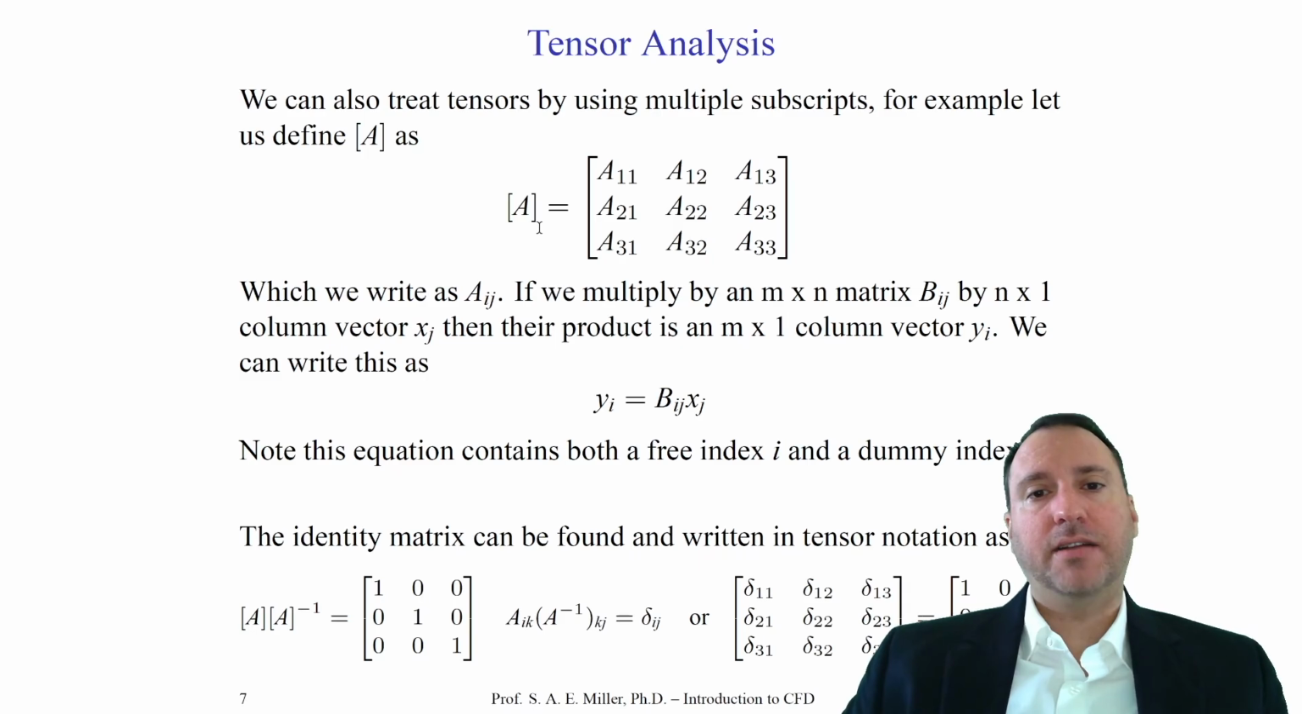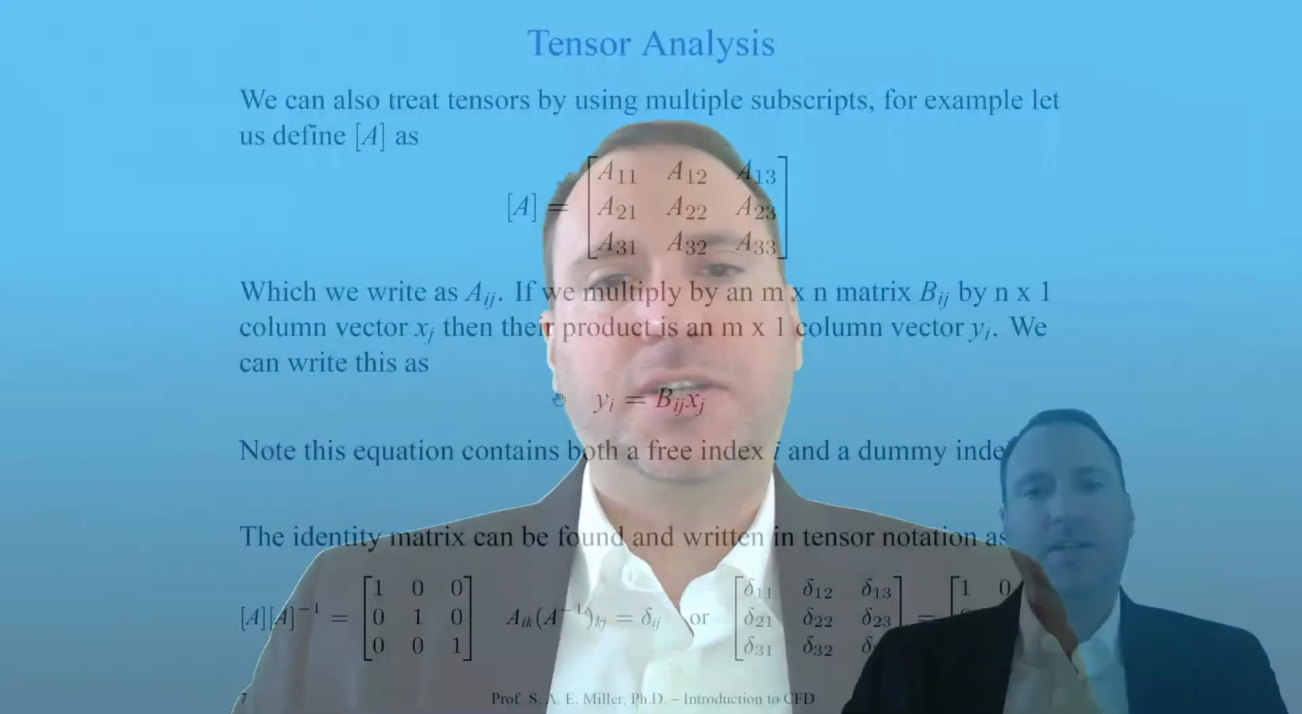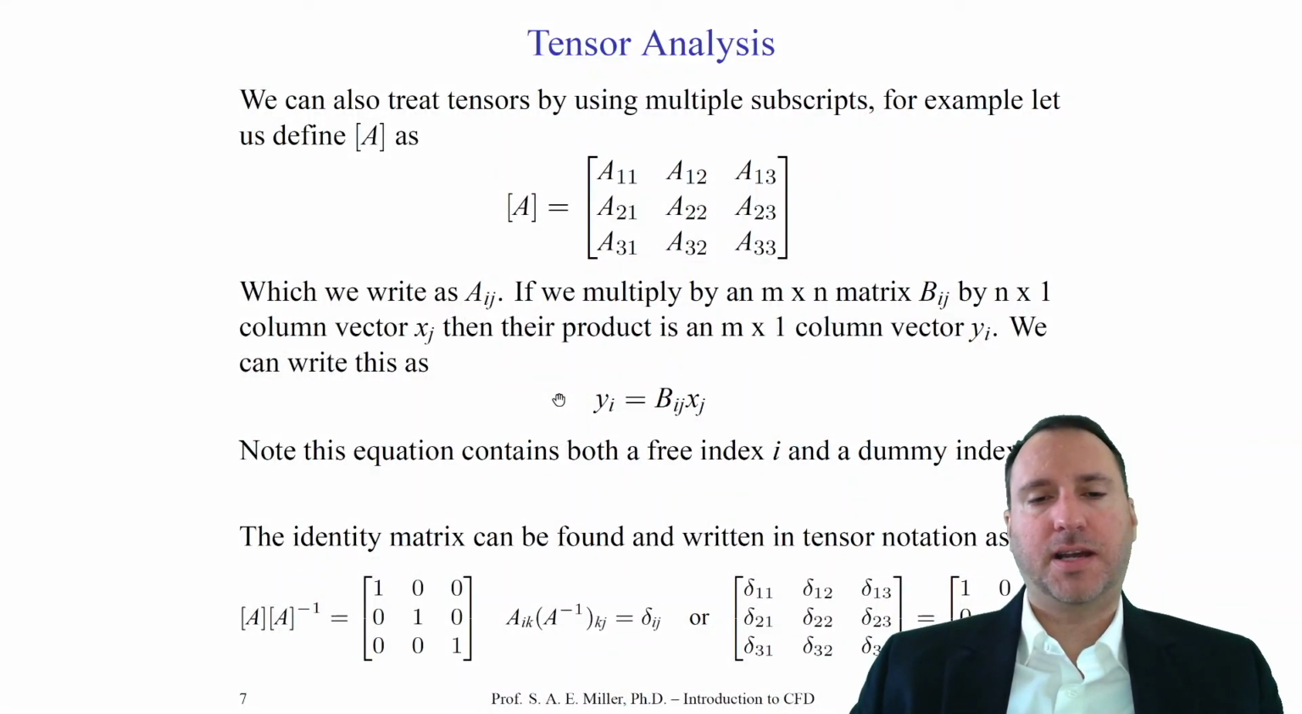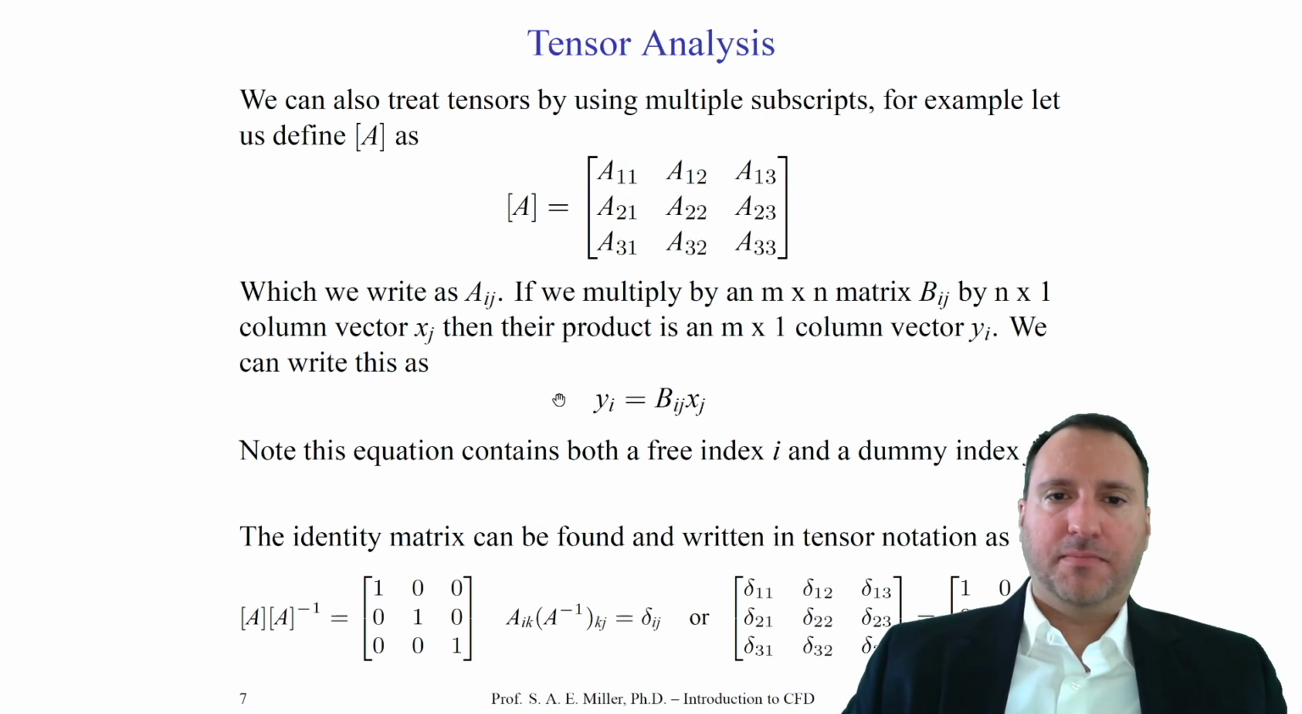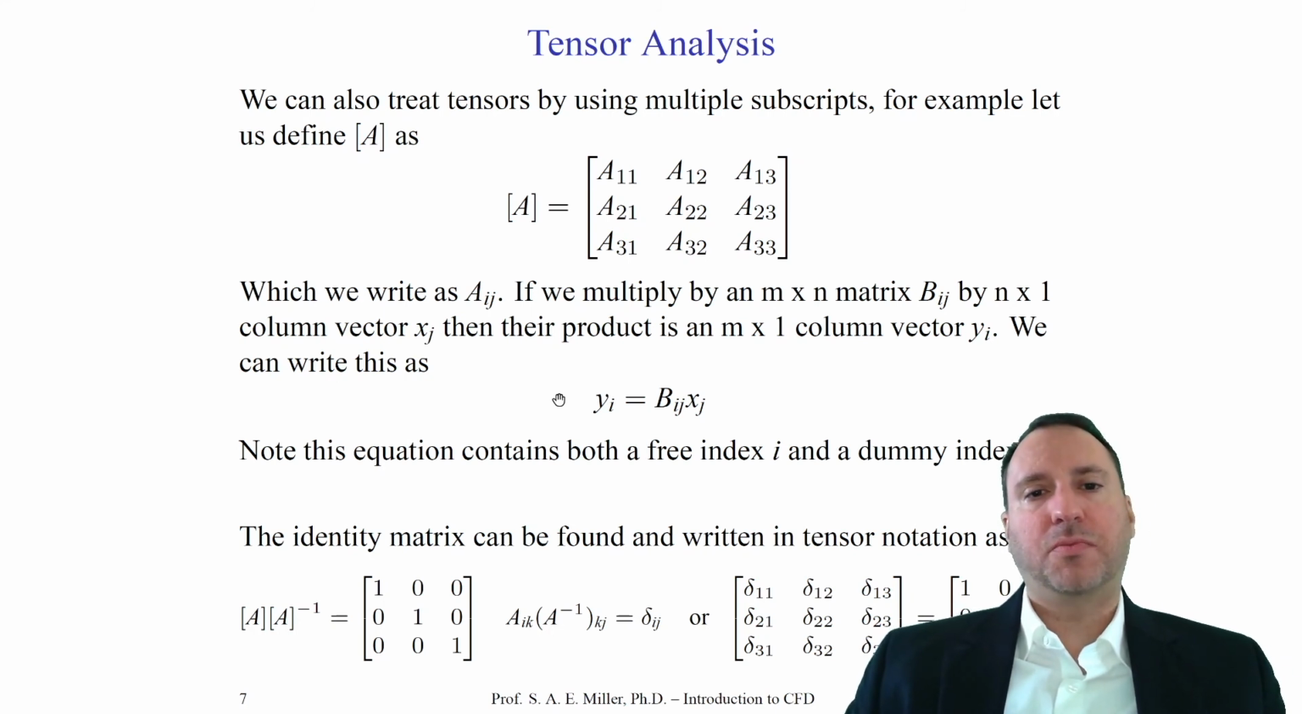Now, if we multiply B sub ij, say an m by n matrix, by an n by 1 column vector x sub j, then their product is an m by 1 column vector y sub i. We can simply write this equation in the linear algebra form as the second equation on slide 7: y sub i equals b sub ij x sub j. In this case, x sub j is some n by 1 column vector, b sub ij is a matrix, and of course, y sub i is the resultant column vector.